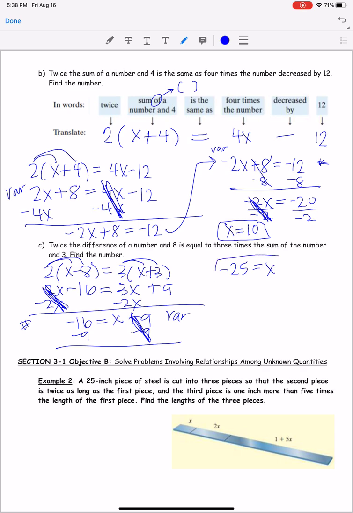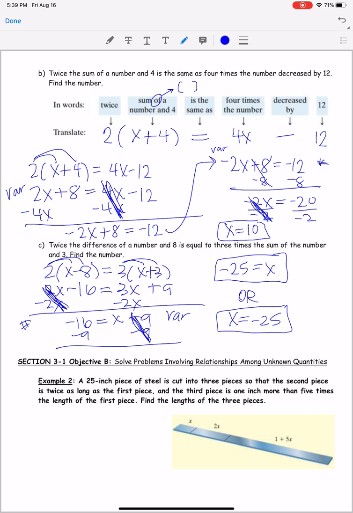And I am perfectly fine with you keeping it that way. I personally like to write x equals negative 25 though. Okay, but either of those are perfectly fine. So now we're to objective B, and now we're going to solve problems involving relationships among unknown quantities.